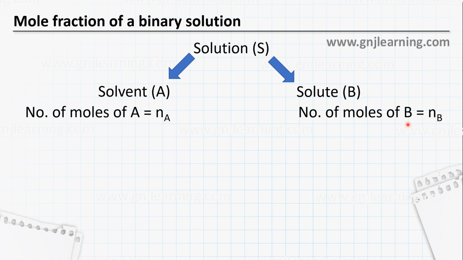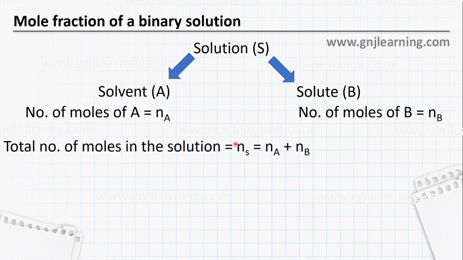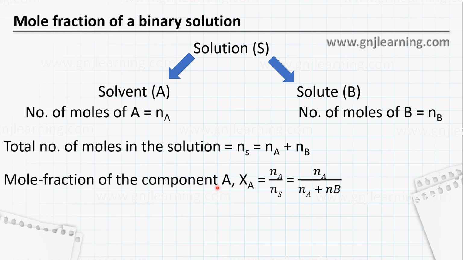So what is the total number of moles in the solution? Ns is equal to Na plus Nb. The mole fraction of component A, the solvent, chi A, is equal to Na, the number of moles of that component, divided by the total number of moles of all the compounds in the solution, that is Ns. What is Ns? Ns is equal to Na plus Nb. Substituting this value for Ns, we get Na divided by Na plus Nb.